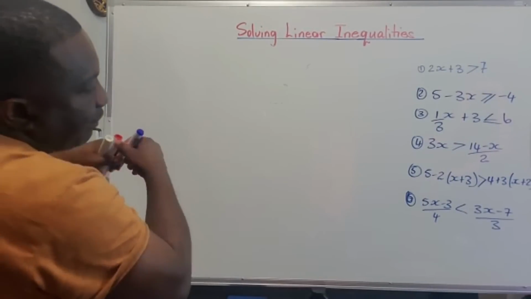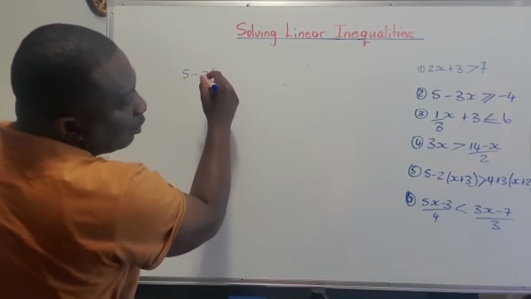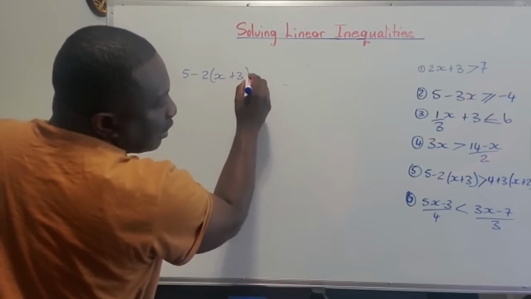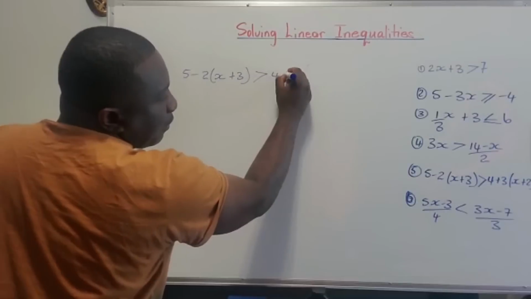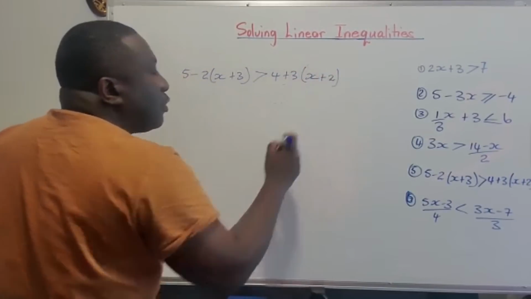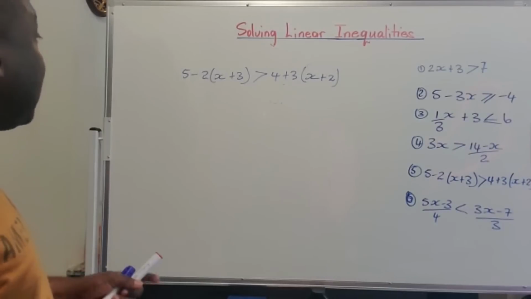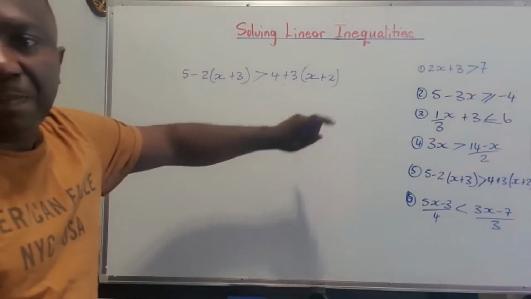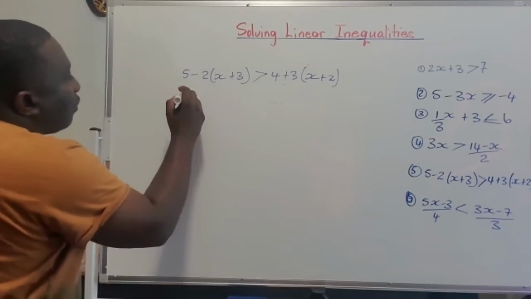So we'll move to number 5. As I said, guys, you can pause the video and work on your own. Number 5 is 5 take 2, open bracket, x plus 3 is greater than 4 plus 3, open bracket, x plus 2. So we want to get rid of these brackets. What we'll do is use what is immediately before the bracket to multiply that which is inside each of these brackets.